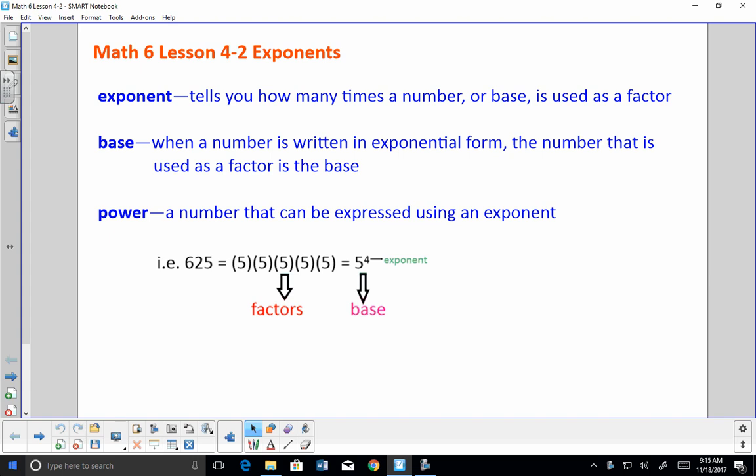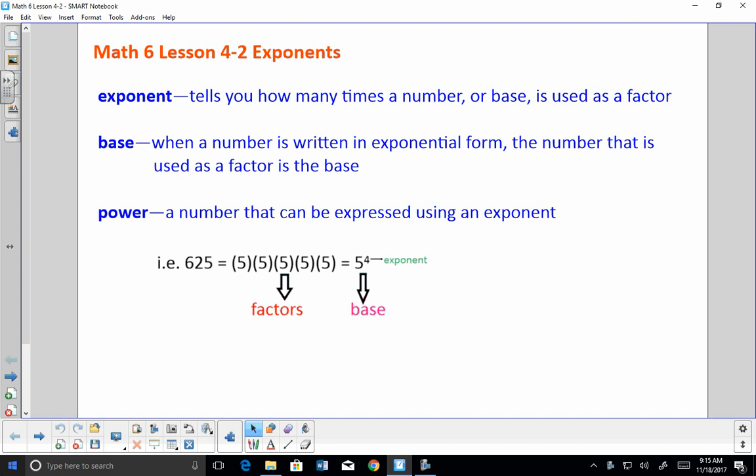This is Math 6, Lesson 4-2, Exponents. An exponent tells you how many times a number or base is used as a factor. A base is when a number is written in exponential form. The number that is used as a factor is the base. And a power is a number that can be expressed using an exponent.